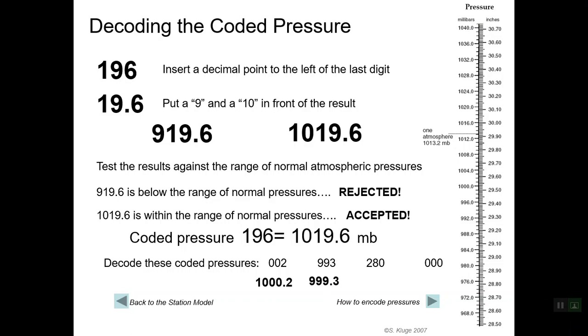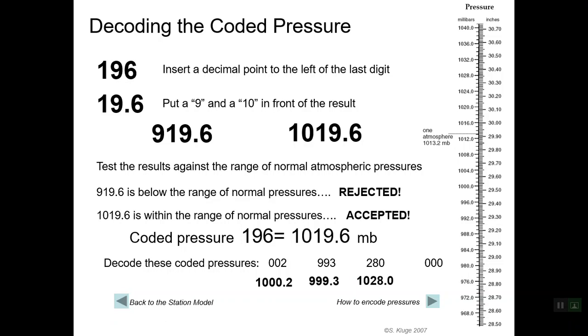Let's look at the third example. 280. You're going to have 28.0. So you'll have 928.0 and 1028. 928 is too low. So the correct answer would be 1028.0 millibars.